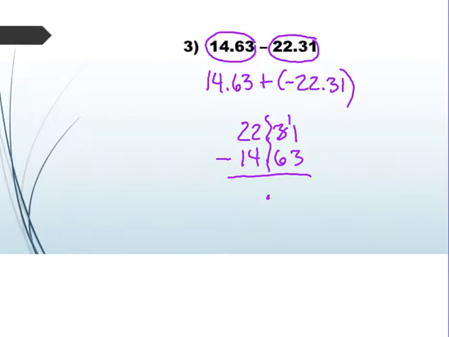Carry 1 there, carry 1 there, carry 1 there. 11 minus 3 is 8. 12 minus 6 is 6. 11 minus 4 is 7. 1 minus 1 is 0. So our answer is 7.68, and the larger of the two is negative, so my answer is negative 7.68.